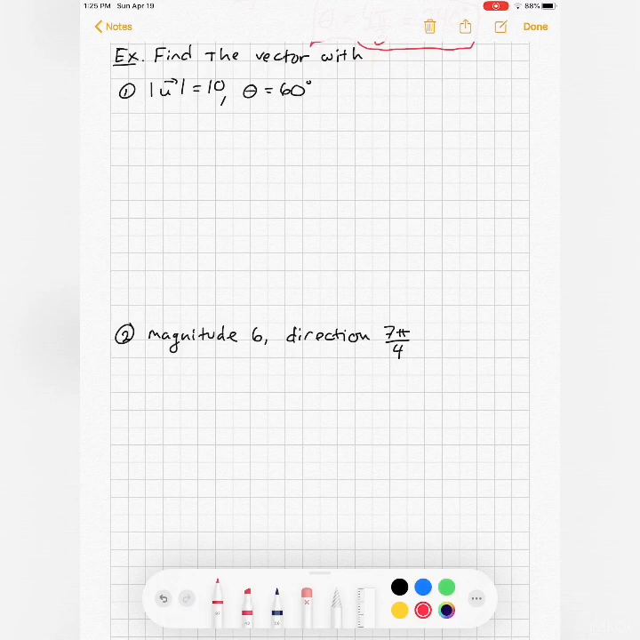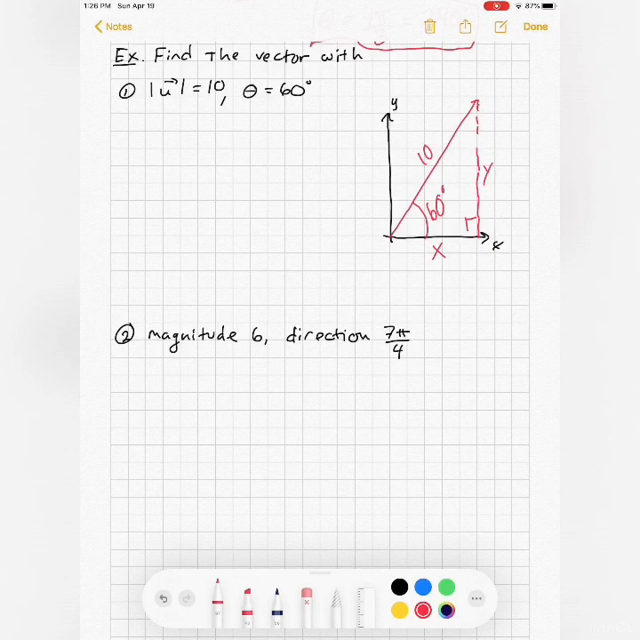Find the vector with magnitude 10, direction theta equals 60 degrees. Okay, this is actually going to be pretty easy also. This is just some triangle geometry again. Just a really rough sketch. Okay, my angle, 60 degrees. My magnitude is 10. So the goal is, can we figure out the x and y components?